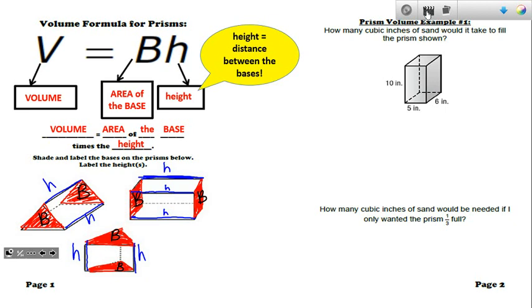Prism volume. Number 1, how many cubic inches of sand would it take to fill the prism shown below? Now, a couple of things stand out in this one. When I read that question, I see how many cubic inches. Cubic. So we're adding a third dimension now. Now we're talking about volume. Cubic is to the third power. So that's one thing I know that I need to find volume with.